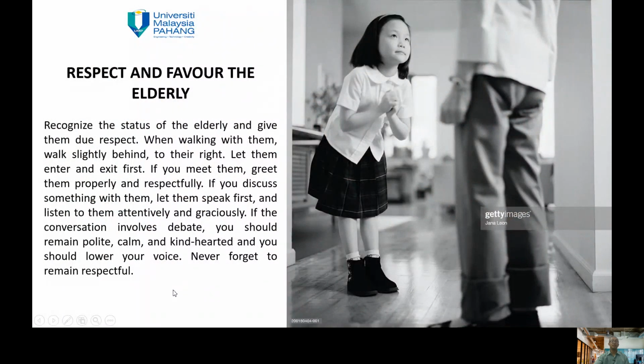And then the next situation to display good manners is respecting and favoring the elderly. So recognize the status of the elderly and give them respect. You have to know who actually your elderly are around you. Please recognize their status, and when walking with them, walk slightly behind, because you have to respect them. Walk slightly behind to their right.